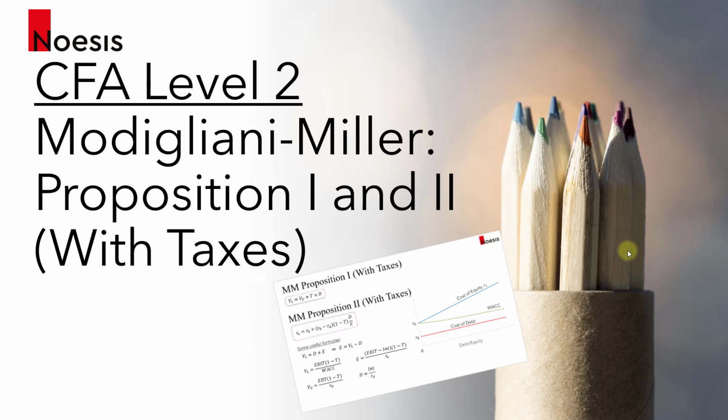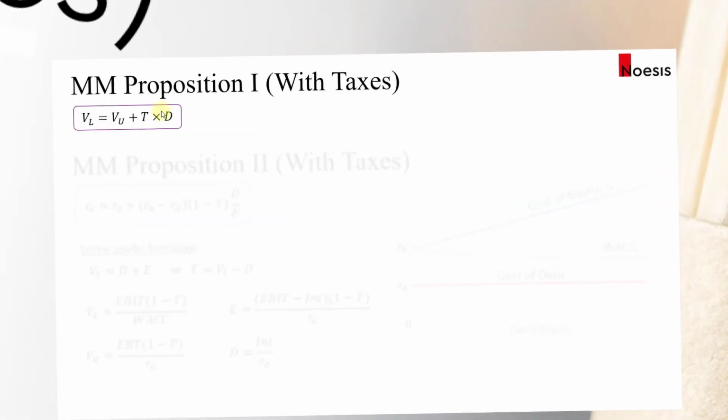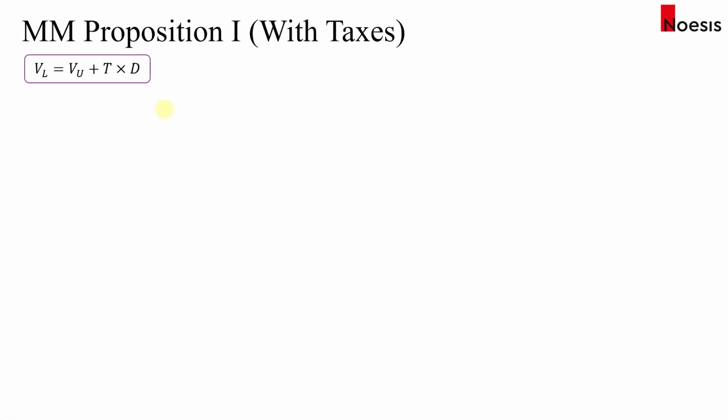Now in this video, we'll look at Modigliani-Miller's proposition 1 and 2 with taxes. So in Modigliani-Miller proposition 1 with taxes, it states that the value of a levered company is equal to the value of an unlevered company, which means there is no debt, plus the tax rate times the total debt.